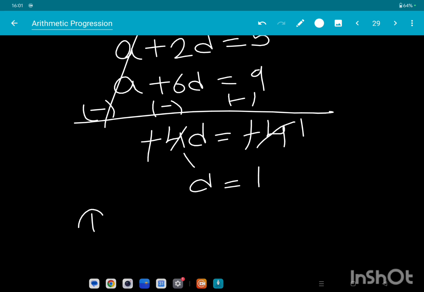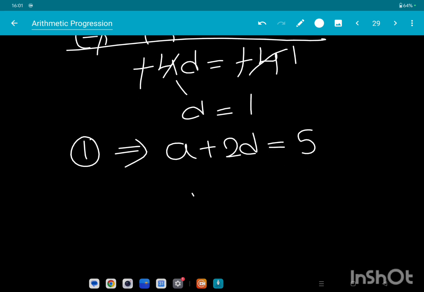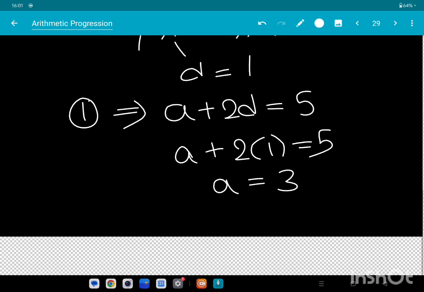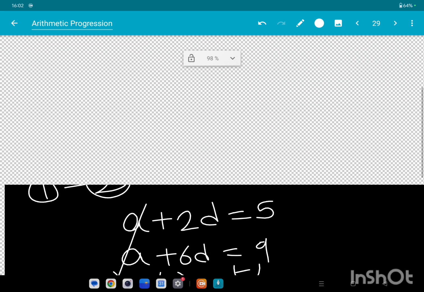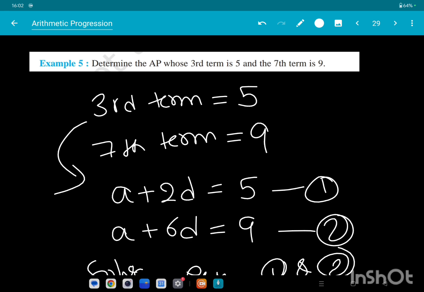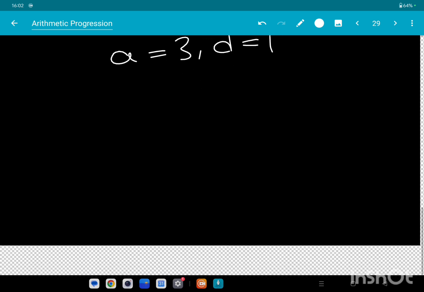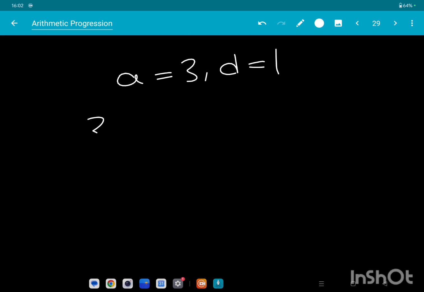So I'm going to substitute the d value in equation 1. What is equation 1? A plus 2d is equal to 5, right? So if I substitute the d value in equation 1, then I get a is equal to 3. So we got a value 3 and d value 1. And what was the question asking us? Determine the AP whose third term is 5 and the 7th term is 9. So we got the first term here. We need to find the AP. So the first term is 3 and what is the second term? If I add 1 to the first term, then it will be the second term. 4, 5, 6, 7 and so on. This is the AP. This is the way we will solve this type of question.